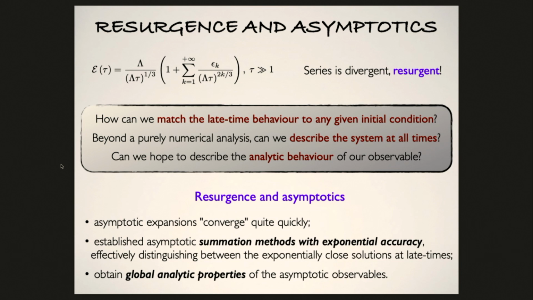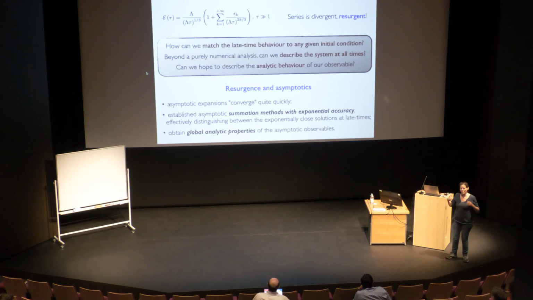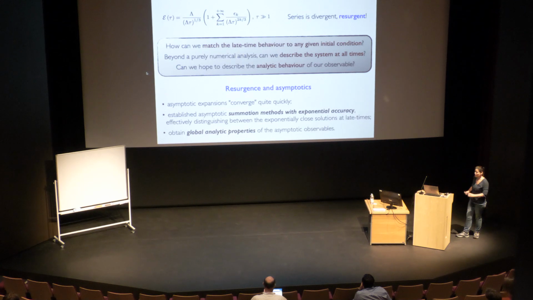To answer this, we stop a moment, talking about resurgence and asymptotics, where what I wanted to say is that even though these series are divergent, what happens with asymptotic expansion is that they actually converge quite quickly. What I mean by that is if you take just the very first few terms, you get really accurate results. If you add too many, you get horrible results. But if you add just a few, you get really accurate results, much better than a typical Taylor series.